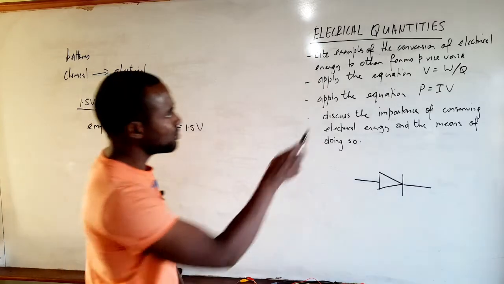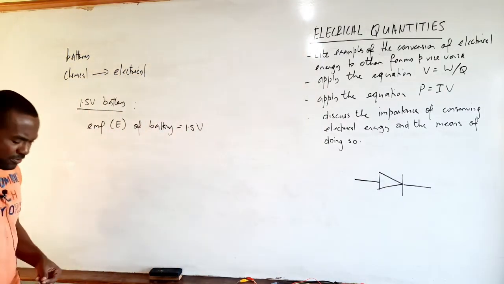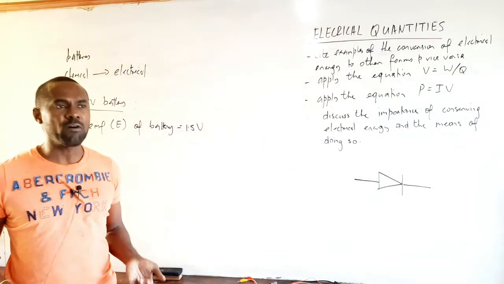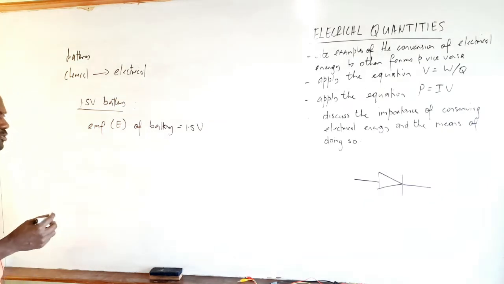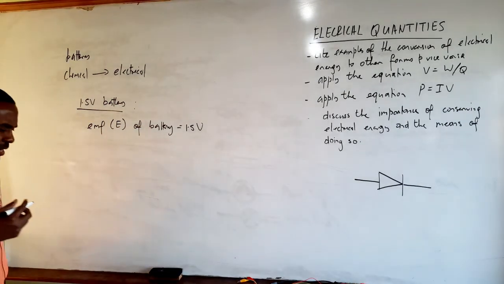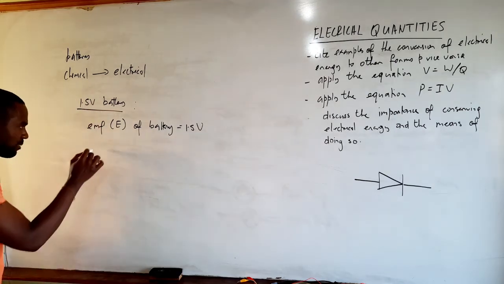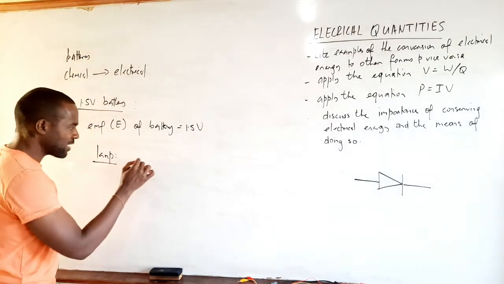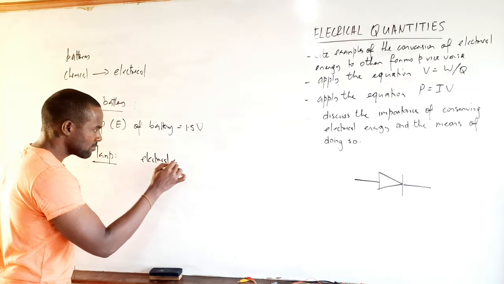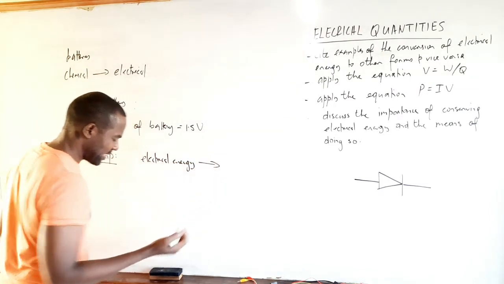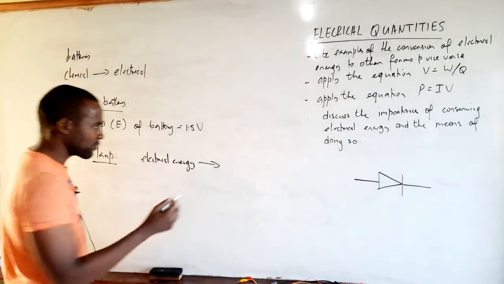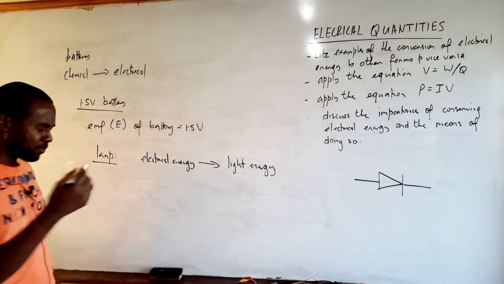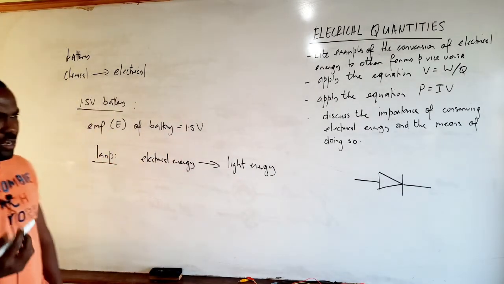Now, in terms of this equation, V equals W over Q, that equation is often used in terms of other devices which of course convert electrical energy into other forms of energy, right? So let's say, for instance, we have a lamp, right? And this lamp is going to be converting, say, electrical energy to, let's just stick to the primary conversion, which of course is light energy. We know that there's going to be some amount of heat as well, but let's just focus on the primary conversion, right? Electrical energy into light energy.